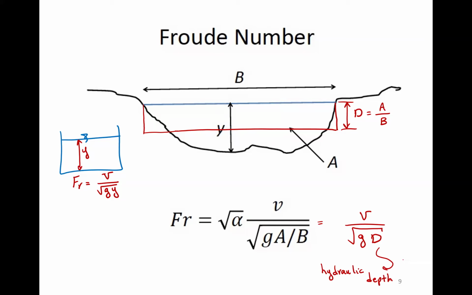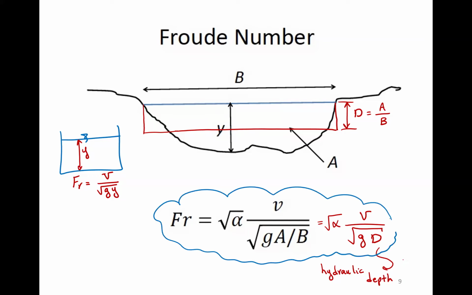I'm not showing the math here, but if you do the math, you're going to see that alpha shows up again, but now as the square root of alpha. So we're going to take that and multiply by the square root of alpha, and that is going to be our corrected Froude number for a non-rectangular channel. So what we do is we replace depth with hydraulic depth, and then we correct for velocity distribution using the square root of alpha. Alpha is the Coriolis coefficient.